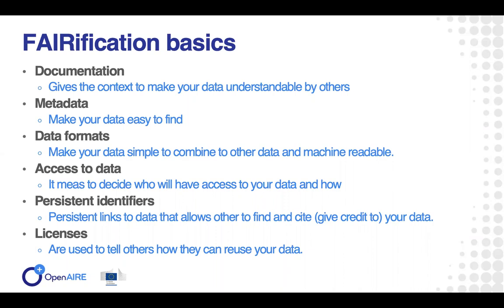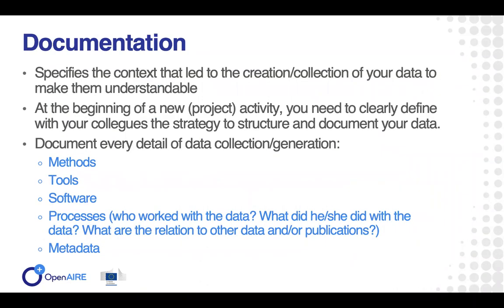Access to data means a strategy to say who, when, and how can have access to your data. Persistent identifiers are another key element. They are a persistent link to data that allows others to find it, so give credit to your data. And then licenses, of course, that are used to tell others what they can do with your data. So let's go through this list of elements one by one.